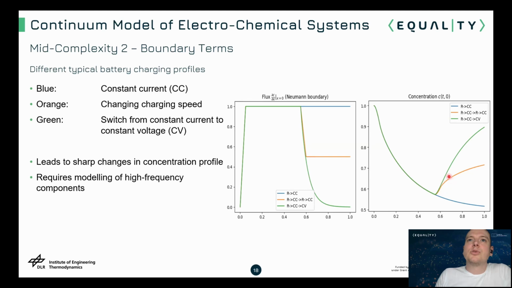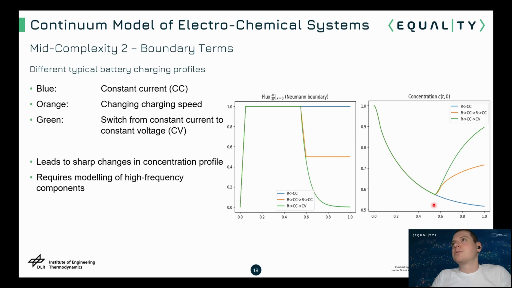And this gets even more sharp if we go to constant voltage, which is shown in green, where we then have an exponentially decaying current at the boundary. Then we have this even sharper change of the distribution in the temporal evolution. And then it was already clear that this would be hard to model with Fourier features, we need quite high frequencies.